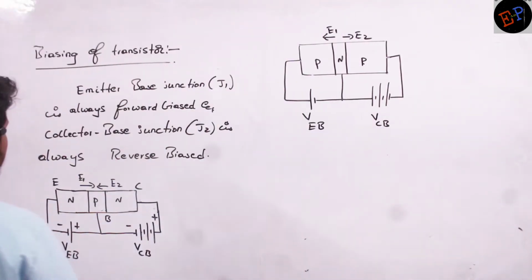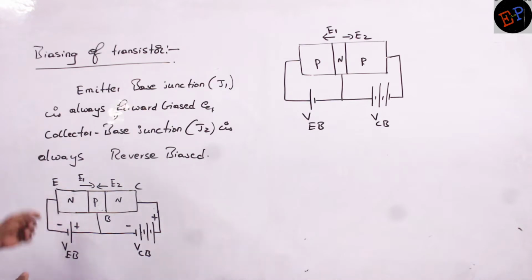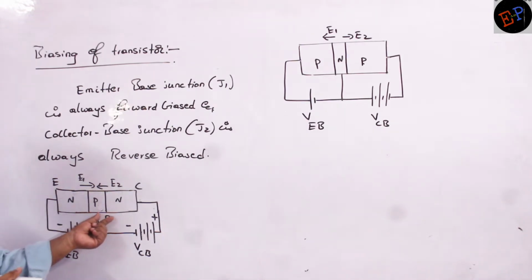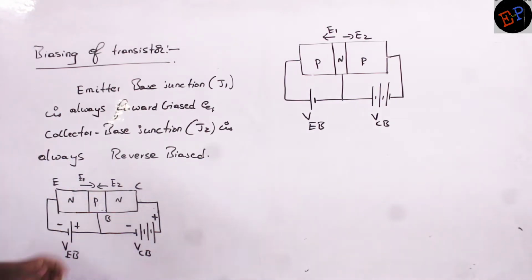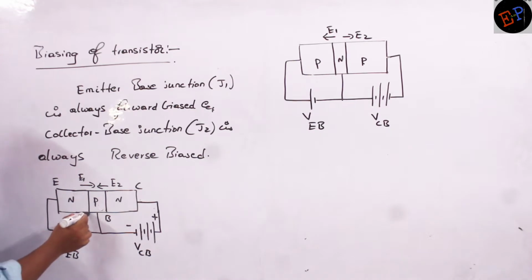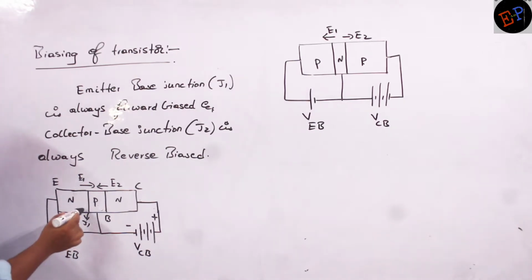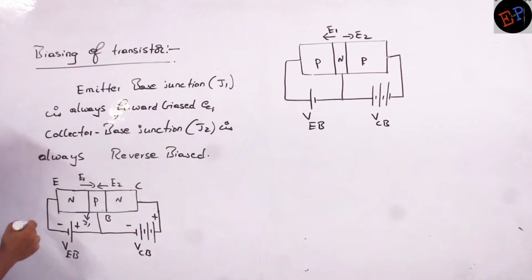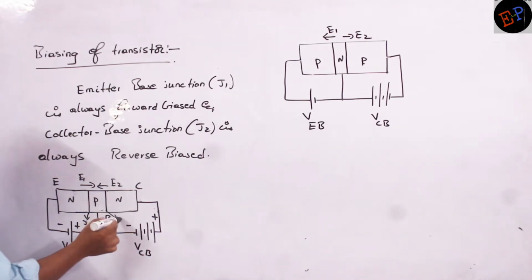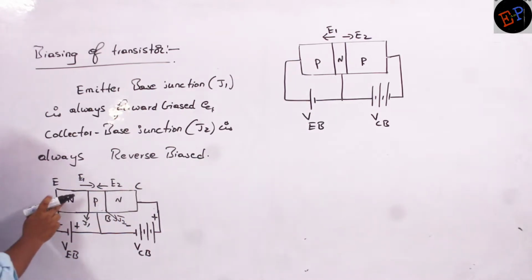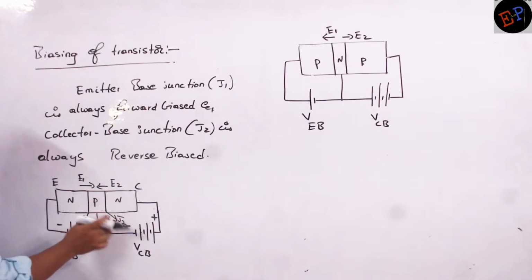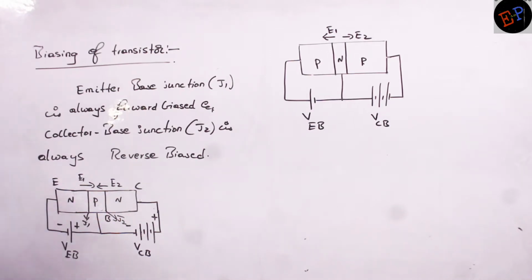So next we will discuss biasing of transistor. There are two junctions. This is my first junction and this is my second junction. In the case of a transistor, the emitter base junction, which is this junction, J1, the first junction, should always be forward biased. And this is my second junction, J2, which is the collector base junction. The emitter base junction should always be forward biased, and the collector base junction should always be reverse biased. This condition you should always remember.